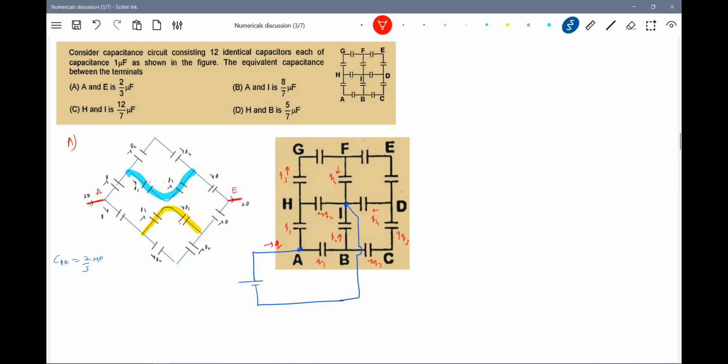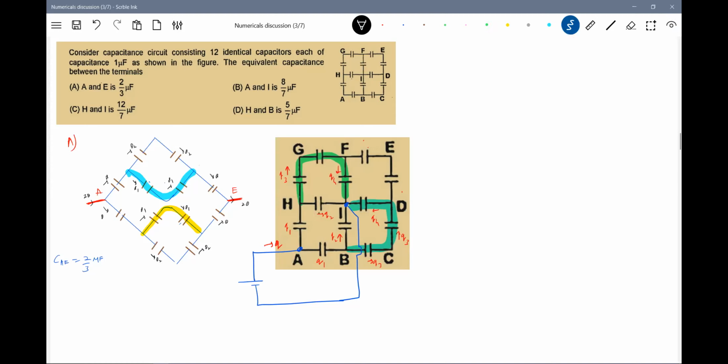So now how the path, if you take it, these three are in series. And that effective is in parallel with the capacitor connected between I and B. Similarly, these two are in series. And that effective will be parallel across this one. So this will become C by 3. C by 3 in parallel with C will be 4C by 3.